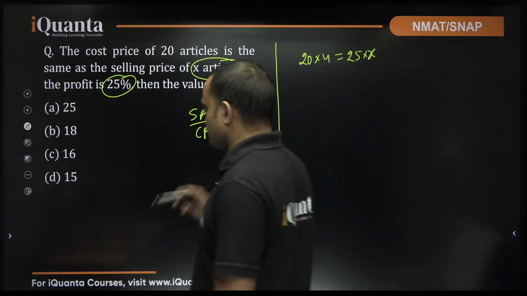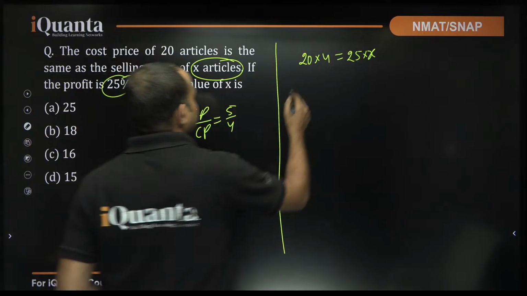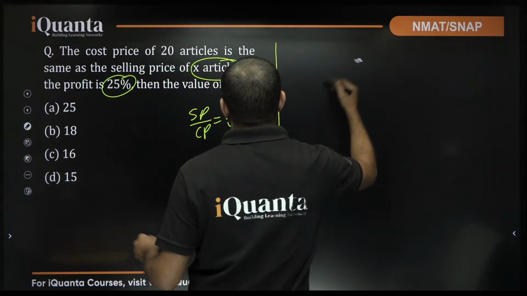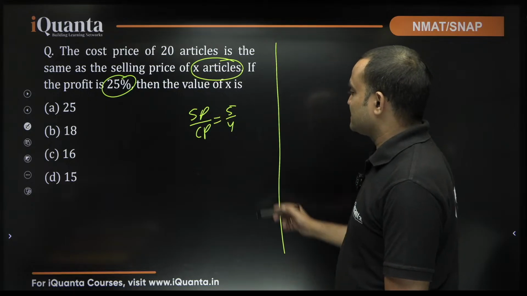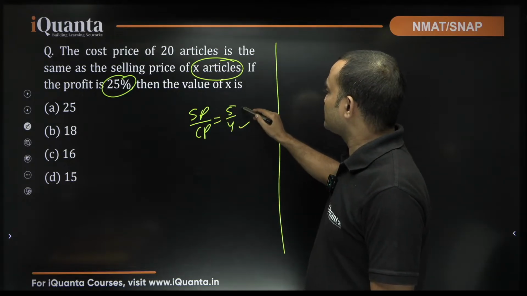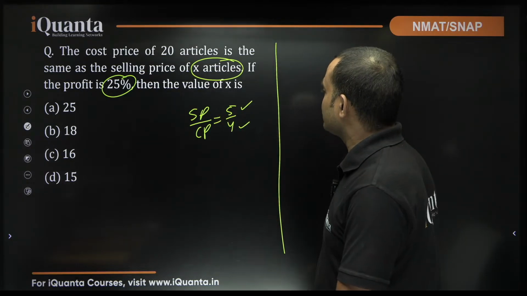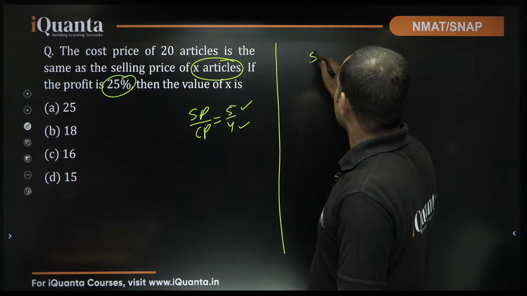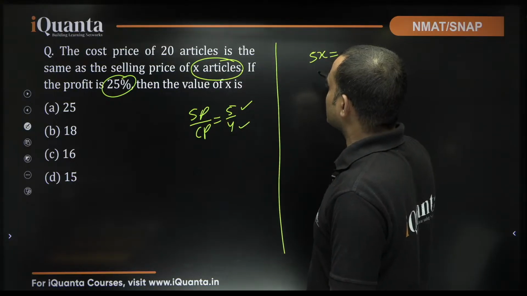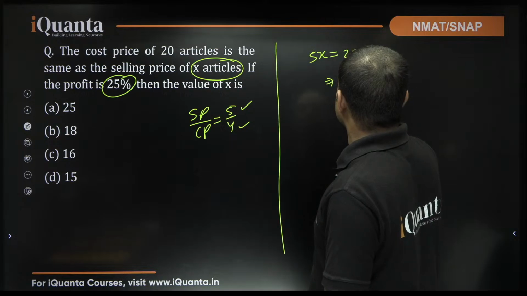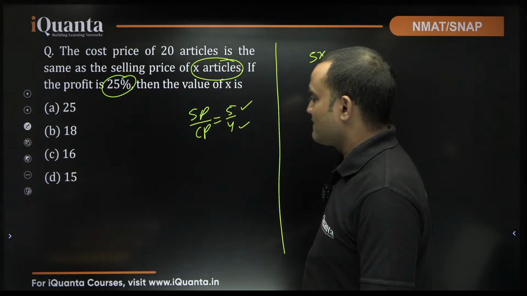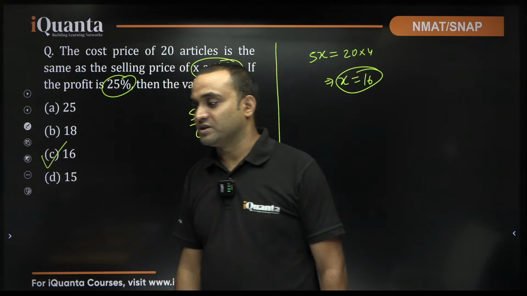Sorry, this is a direct comparison. It should be the cost price of 20 articles. So, cost price is 4, selling price will be 5. So, what we can say, 5X is equal to 20 into 4, or X is equal to 60. So, answer is option C.